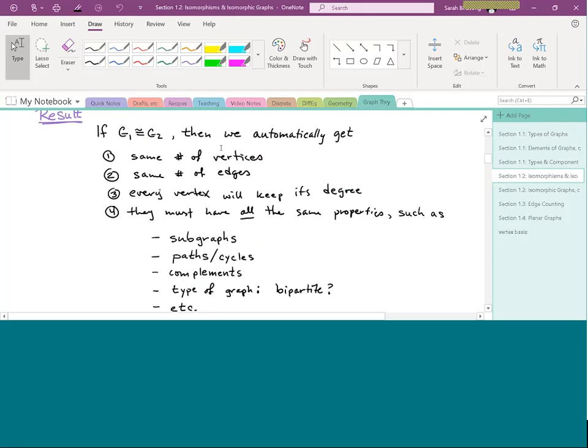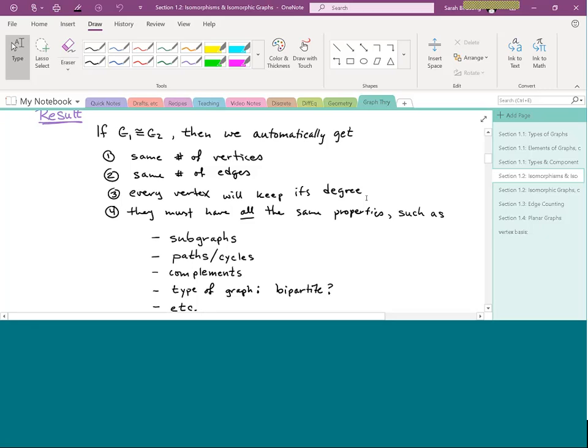First things to check are, do they have the same number of vertices and edges? That's your low-hanging fruit. Definitely always check that first. If you have graphs that have a different number of vertices and or edges, immediately they're not going to be isomorphic. You're done. Best case scenario.